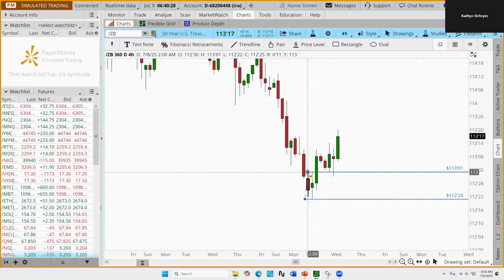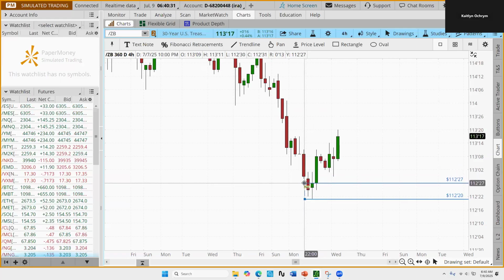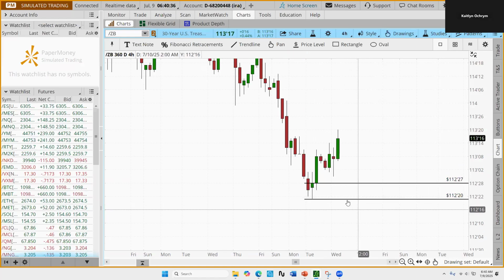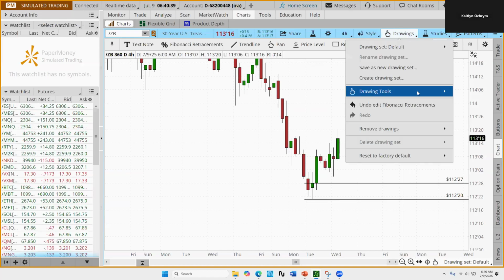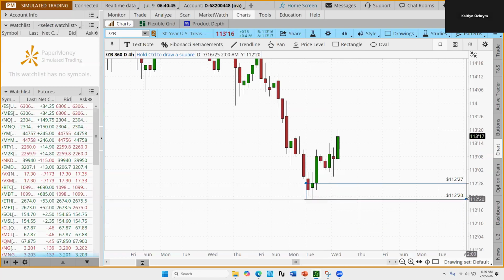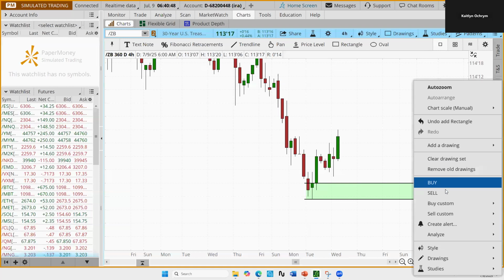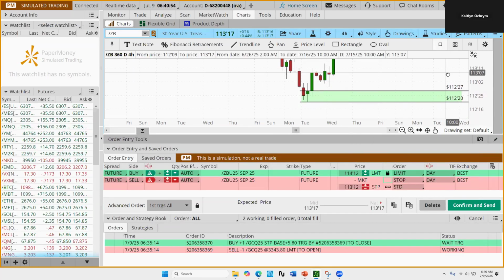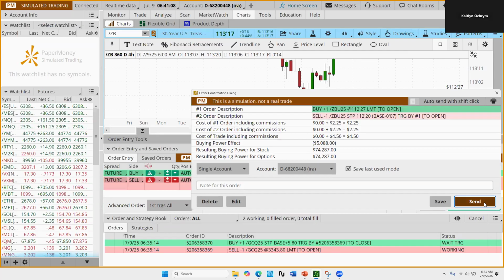So let's make our zone smaller. I'm going to bring our entry line down to the close of the green candle. That makes our zone only 7 ticks, which fits my risk a bit more. It's going to be around $180 worth of risk. So we'll set this one up. Buy custom with stop. Our entry is 112.27. Stop price 112.20. We'll send that out there.